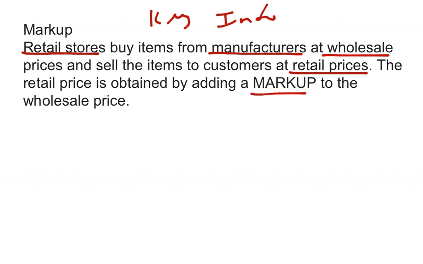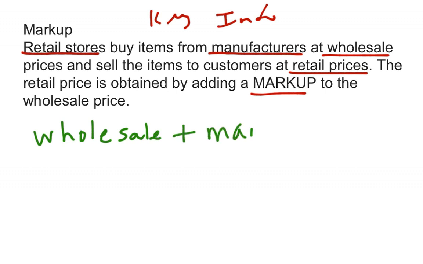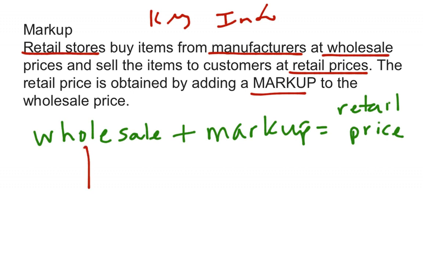So the way the math works is you're going to take what you paid the wholesaler, so the wholesale price, plus the markup, and that's what we're going to use percent to figure out. And that's going to be what you charge your customer, which is known as the retail price. So the wholesale price is the price that you buy from the warehouse.